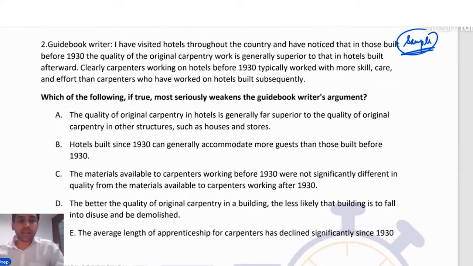Quality of original carpentry in hotels is generally far superior to the quality of original carpentry in other structures. This is completely out of scope. We are not at all concerned about the quality of original carpentry in structures such as houses and stores. B talks about how many guests a hotel can accommodate, which has no bearing on the quality of the hotel, right? I mean, accommodation has nothing to do with quality. We are concerned about the quality here overall. So definitely something that's outside the scope.